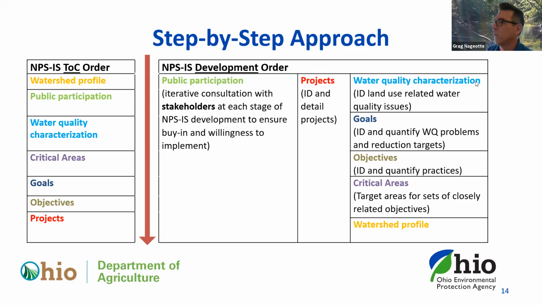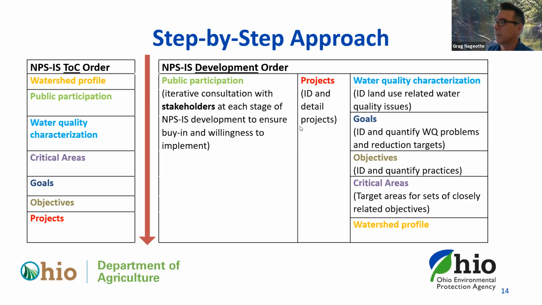We would recommend that you start with the water quality characterization. This is really the basics of your watershed's water quality status. And then from that, you can develop the goals. From the goals, develop objectives, and then critical areas from objectives. And then the watershed profile, which is the summary, you do that last. And then these are the things out here, public participation and projects.